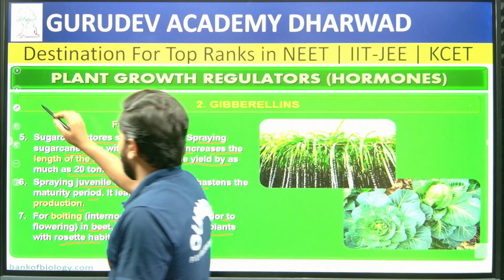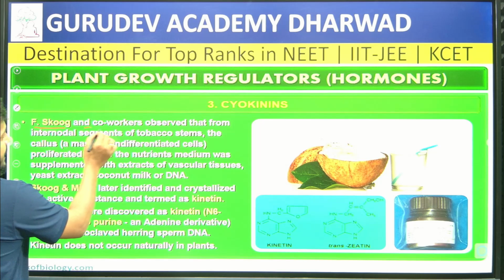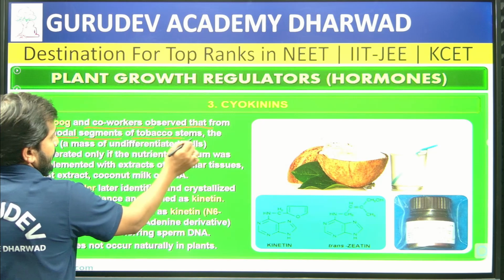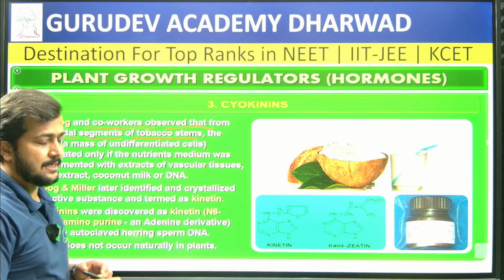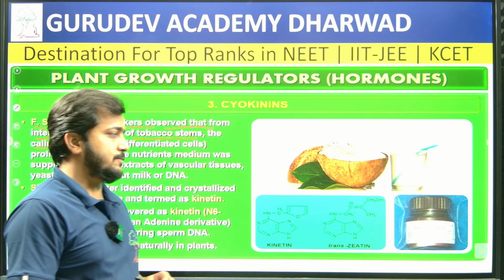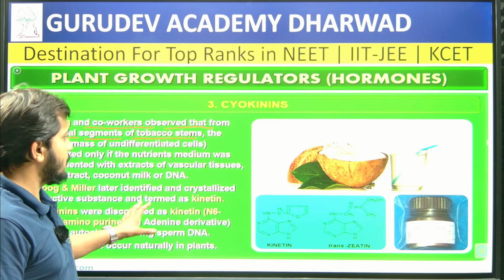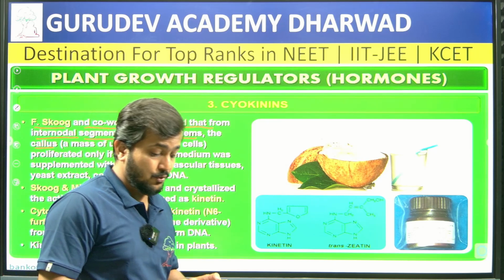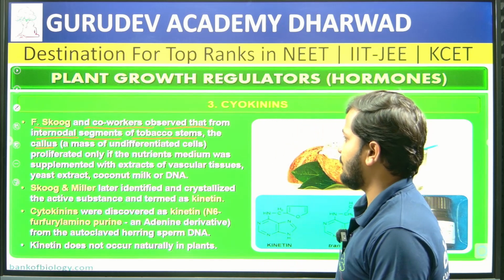Next is cytokinin, that is what Skoog and co-workers observed, that from the internode segment of the tobacco stem, callus started growing. And what is this callus? Callus is nothing but an undifferentiated mass of cells. Because of this discovery of cytokinin, Skoog developed the tissue culture medium known as MS media, Murashige and Skoog media, what we call it.